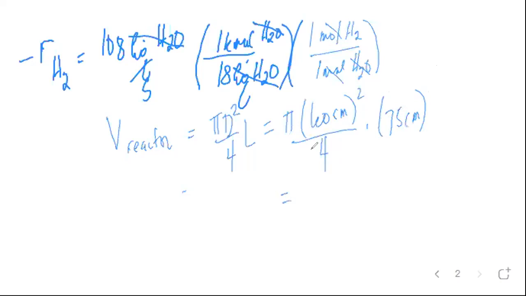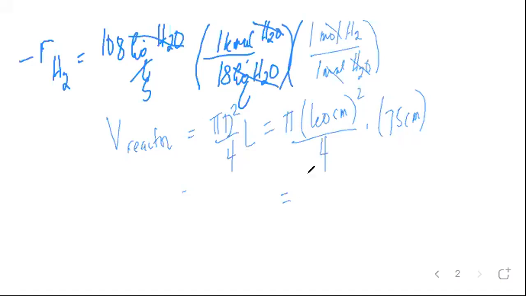So what is the answer here? Pi times 60 squared times 75 divided by 4. Can somebody provide the answer? 0.212.